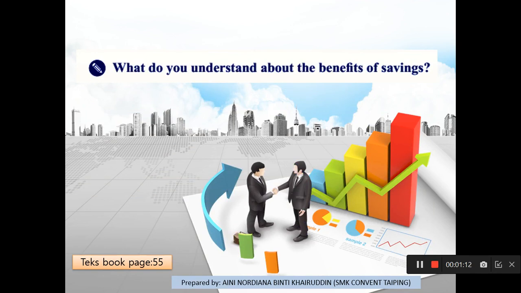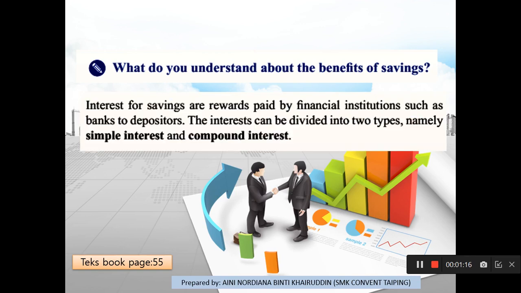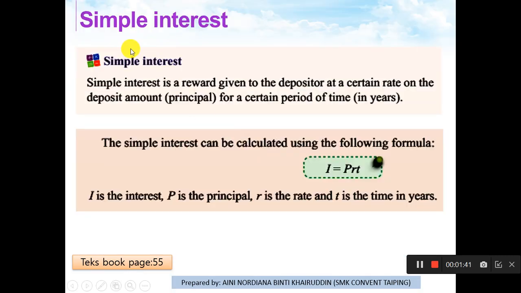What do you understand about the benefit of saving? Interest for saving is a reward paid by a financial institution such as a bank to a depositor. The interest can be divided into 2 types, namely simple interest and compound interest. Simple interest is a reward given to the depositor at a certain rate on the deposit amount, which is the principal, for a certain period of time, in years.